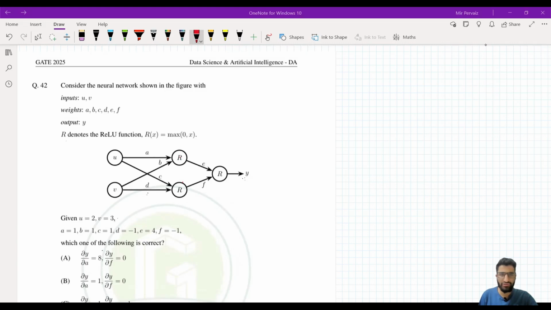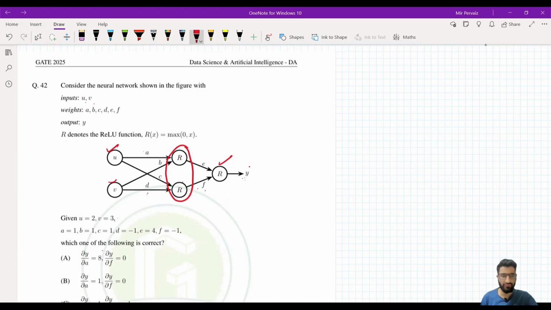Consider the neural network shown in the figure with the inputs U and V. U and V are the input neurons, and the weights over these connections are A, B, C, D. We have one hidden layer with the activation function as ReLU, one output neuron producing the output Y, and E and F the weights over these connections, where R is the ReLU function.